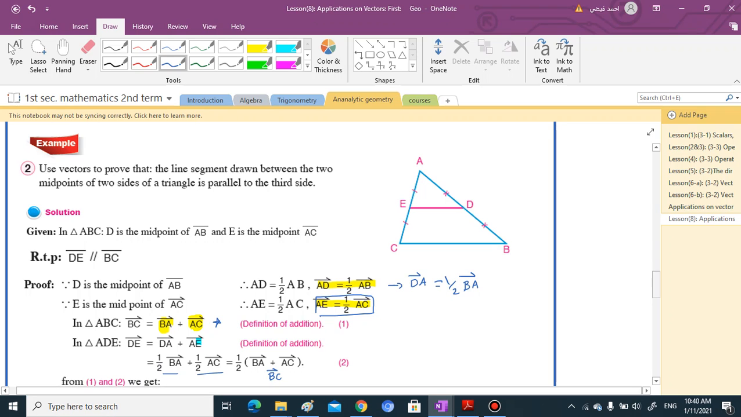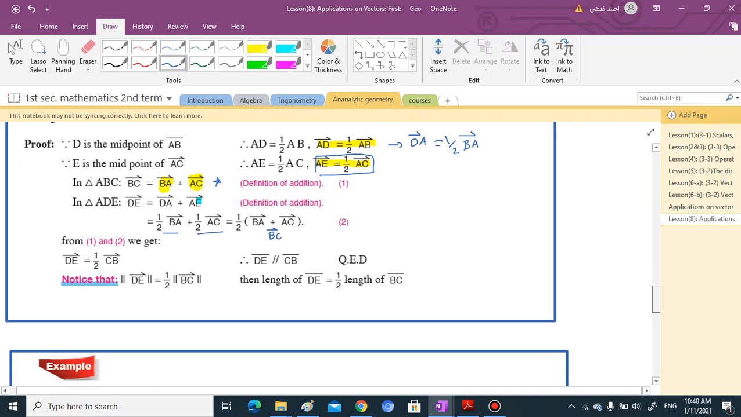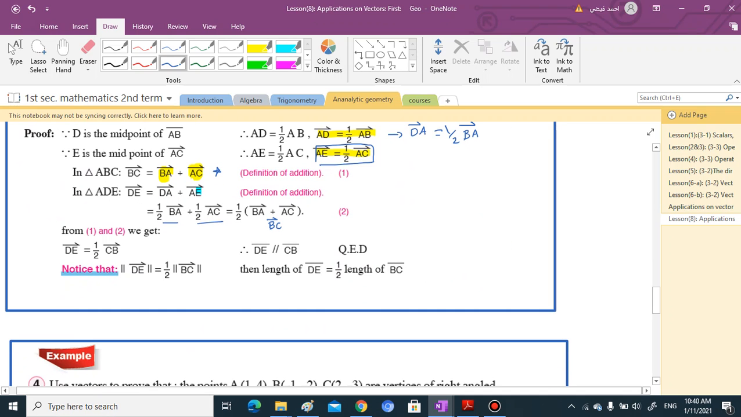So DE equals half CB, DE equals half the directed line segment CB. So they have the same direction and they are parallel. DE is parallel to CB. And the norm of the directed line segment DE equals half the norm of the directed line segment BC, then the length of DE is half the length of BC.